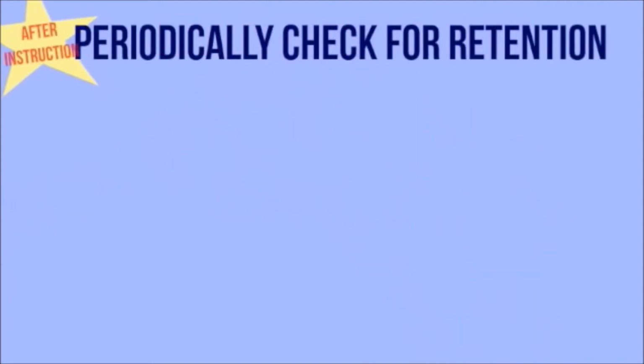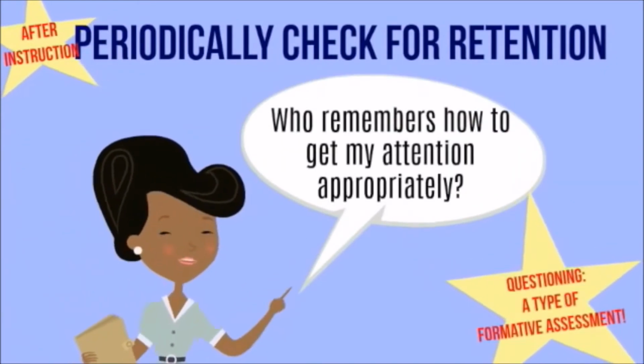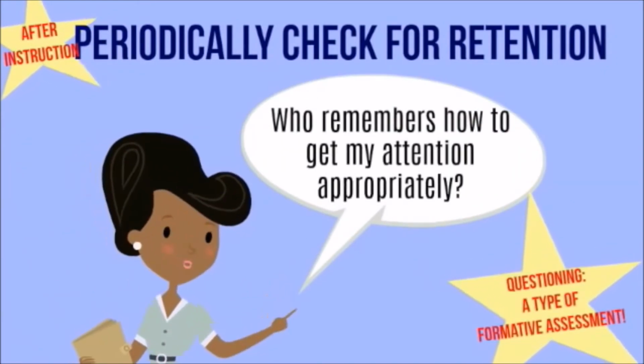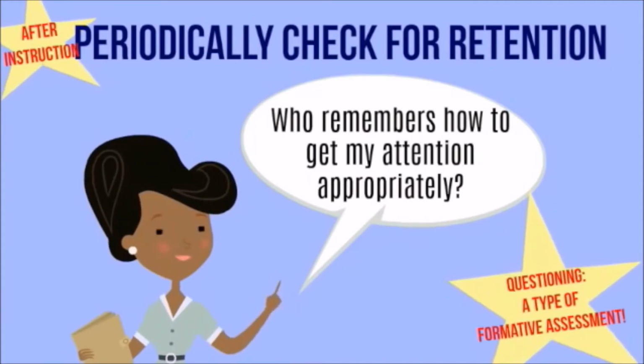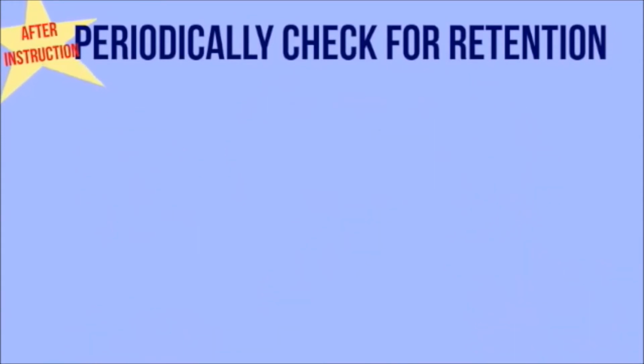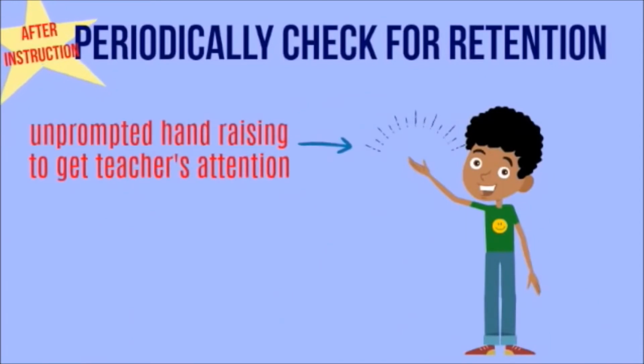After teaching, periodically check in on students' retention of the skill. Again, you could ask before a lesson if anybody remembers how to get your attention appropriately, if you want to check on if they're retaining the skill. Also, you'll know if they're retaining the skill if they're continuing to engage in the behavior even when not prompted.